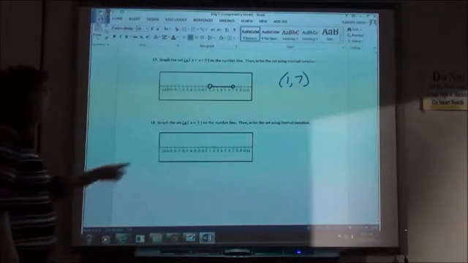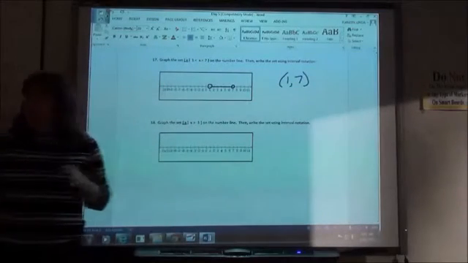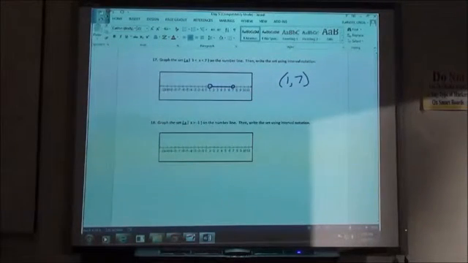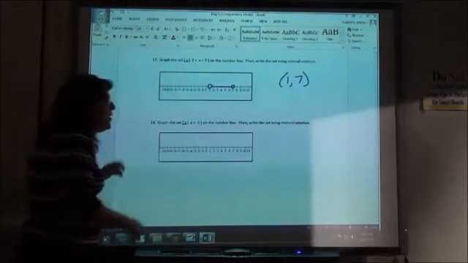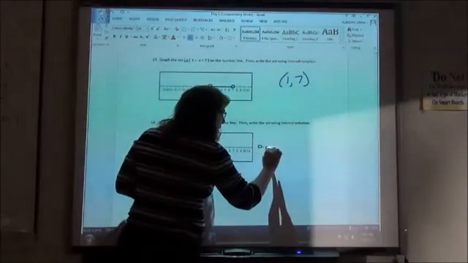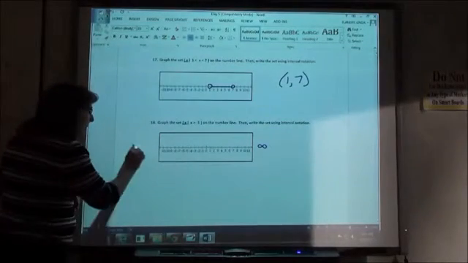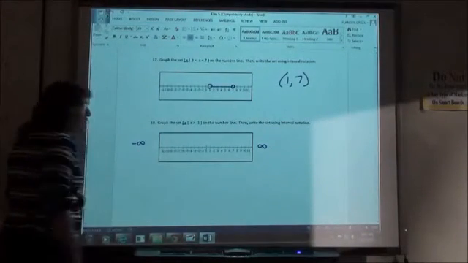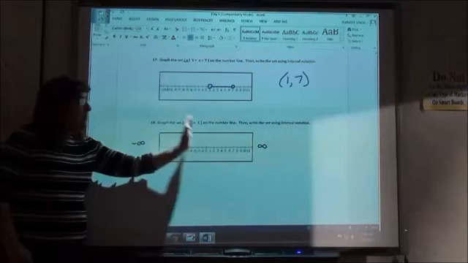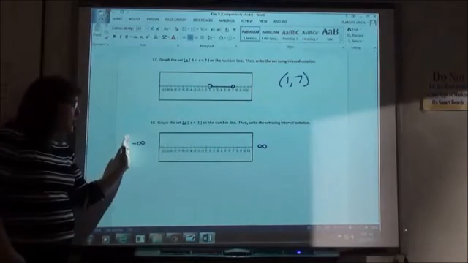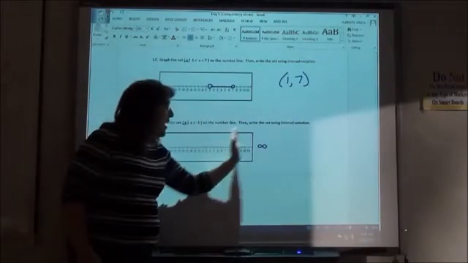Now what happens when I have a set that doesn't go between two numbers? It either goes to negative infinity or positive infinity depending on which direction you're going. This end of my graph is positive infinity. This end of my graph would be negative infinity. So I always go from left to right. So if it was a less than, I'd start here. If it's a greater than, I end over here.